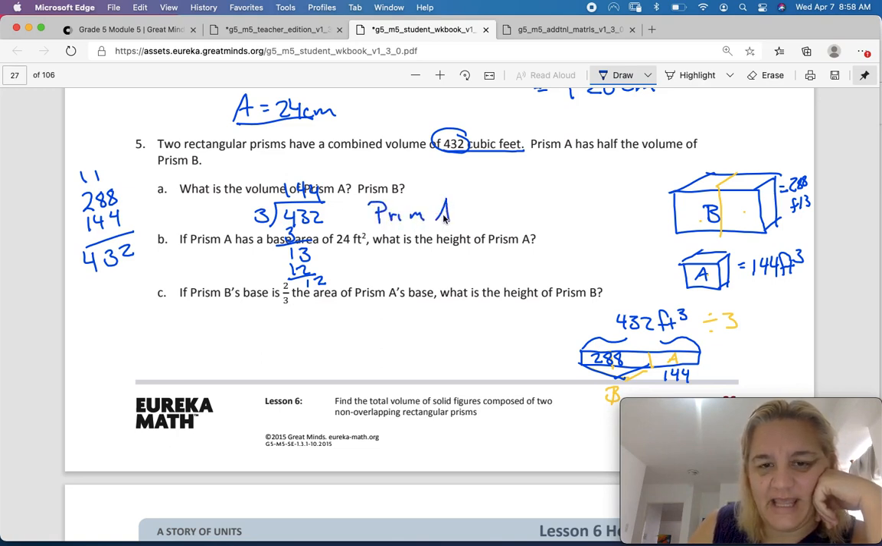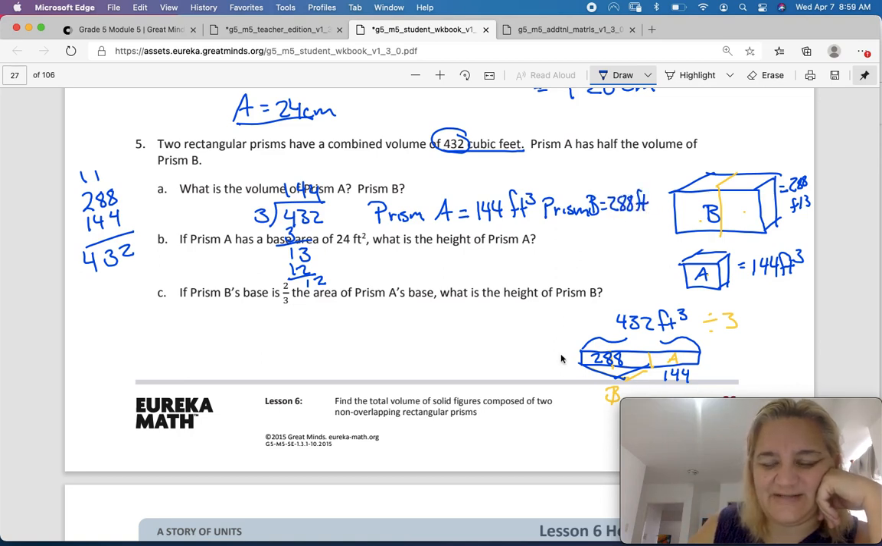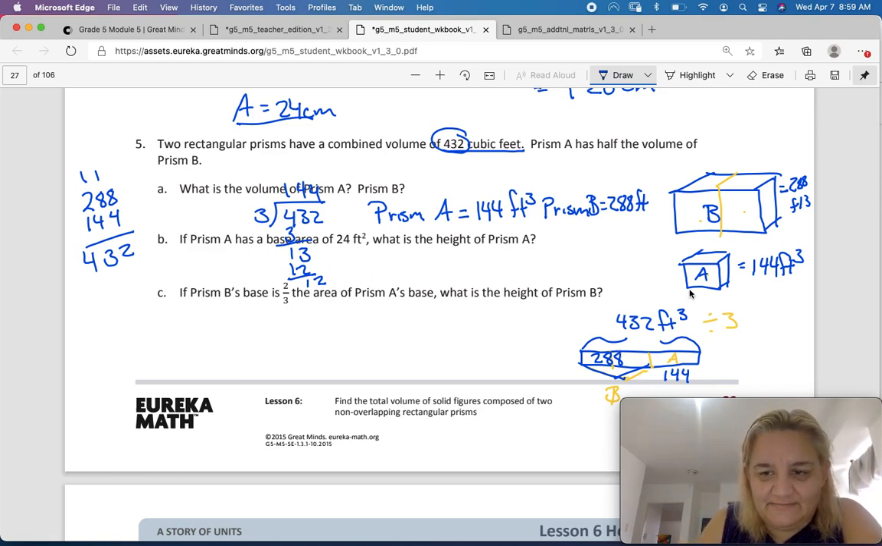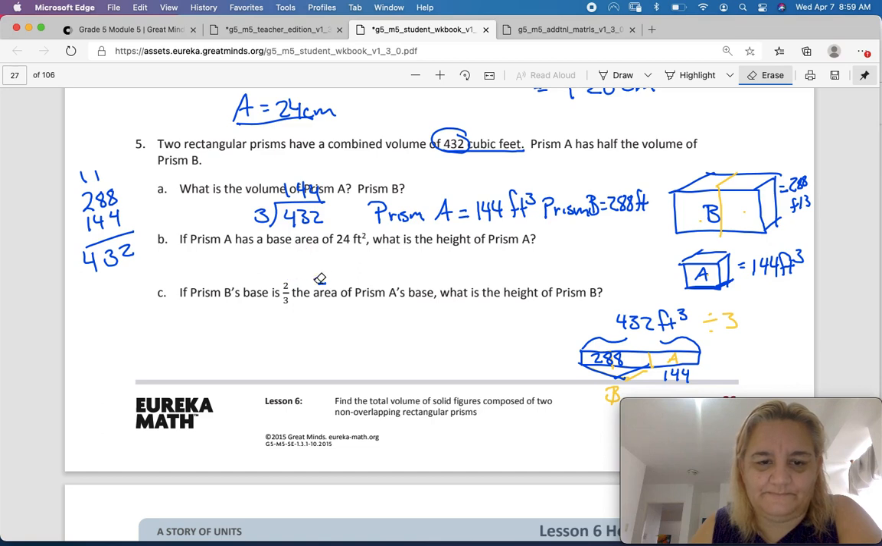So, what is the volume of prism A? Prism A equals 144 feet cubed. Prism B equals 288 feet cubed. Okay, so we had to use a little tape diagram there. If prism A has a base area of 24 feet, what is the height of prism A?